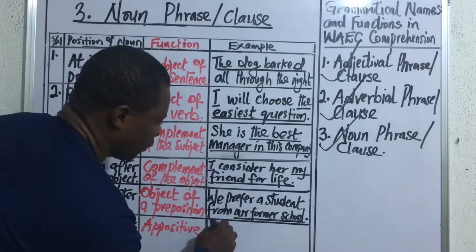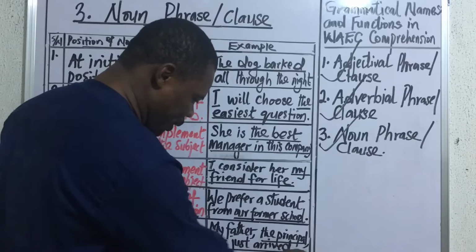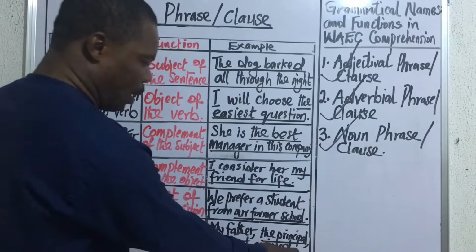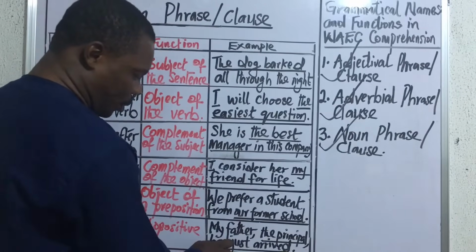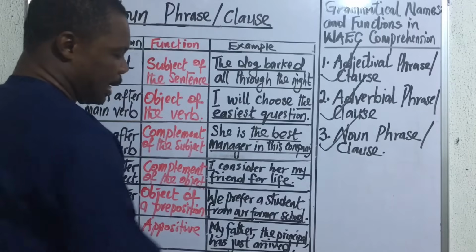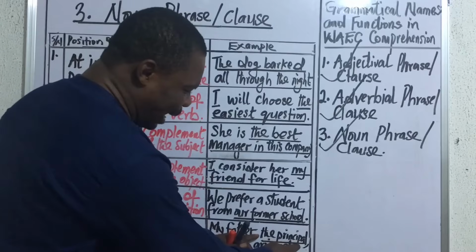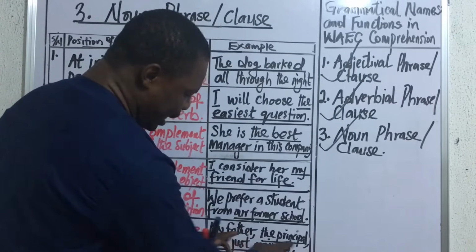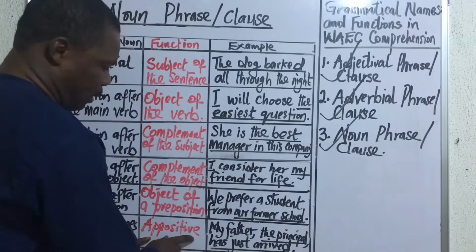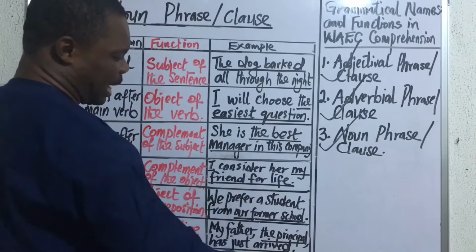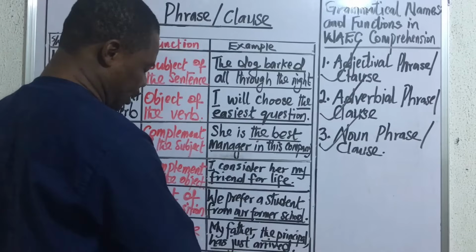Let's have an example. Now, this is what we have. My father, the principal, has just arrived. This is a noun clause. It begins with a noun, the principal, and then it contains a verb, has just arrived. So it's a noun clause. The entire underlined expression is coming after another noun, and the noun that starts the underline is renaming another noun. Therefore, this case is appositive in function. When a noun comes after another noun and renames the previous noun, then it is appositive in function.